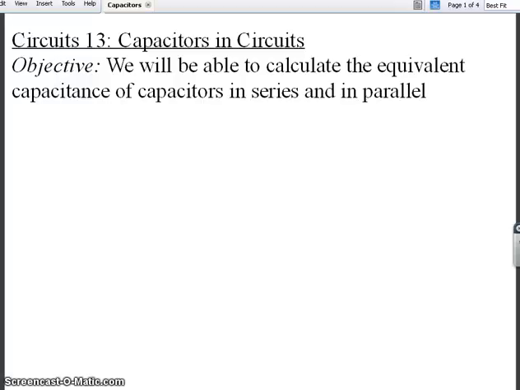Good morning, class, and welcome to this lesson on Circuits 13, Capacitors and Circuits. Today, we will be able to calculate the equivalent capacitance of capacitors in series and in parallel.